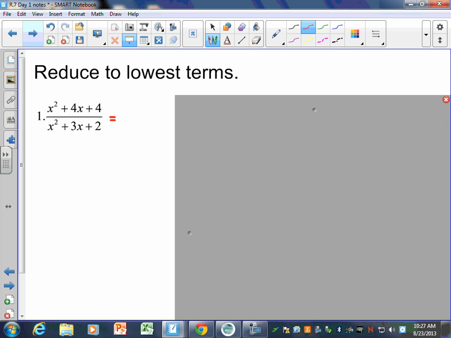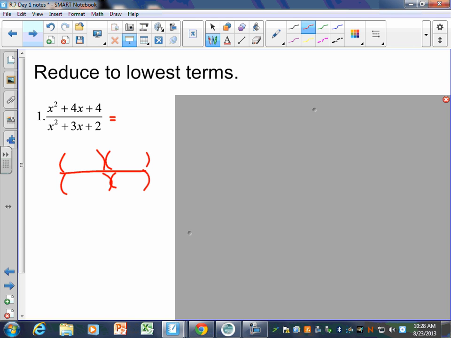I'm going to rewrite it down here. I'm going to factor the top and factor the bottom, and hopefully something will cancel out. Usually it does. If it doesn't, then you might want to go back and check your factoring. Could there be one that nothing cancels out? There could, but I'm guessing probably not.